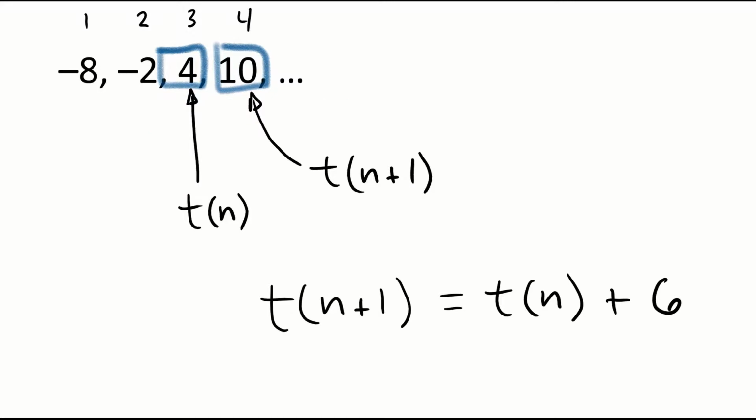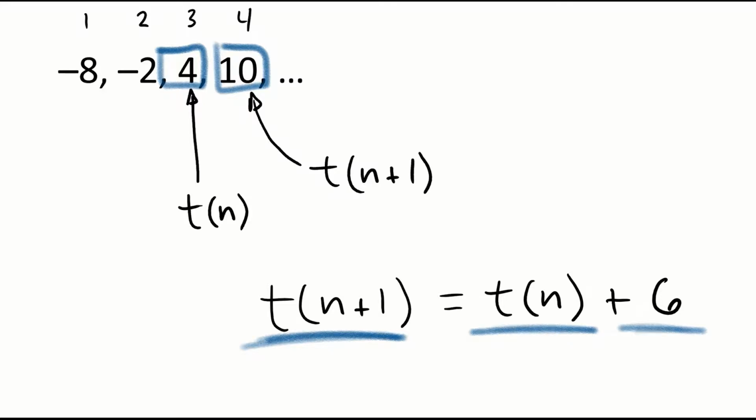This rule does an excellent job of capturing how growth is occurring in this sequence. The next value in the sequence equals the value that you're currently at plus 6 more. But the problem is that this definition applies to a lot of different sequences.